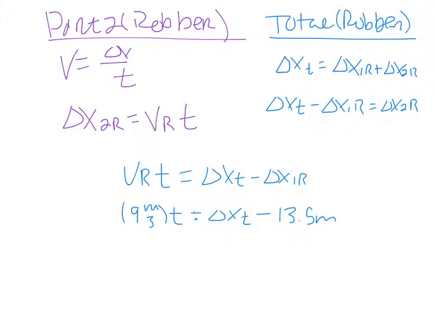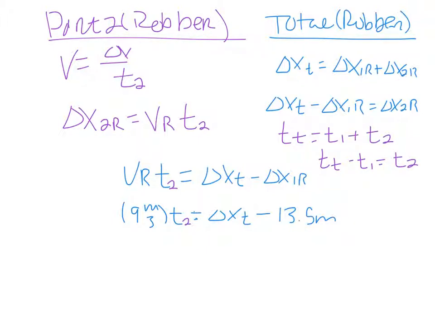So I've gotten this down to 2 things that I don't know. I don't know the time, and I don't know the total distance covered. And let me actually add the subscripts up here. So this is the time for part 2, t2. For the robber, I also know that the total time is equal to his time in part 1 plus his time in part 2. So the total time minus the time in part 1 will give me his time in part 2.